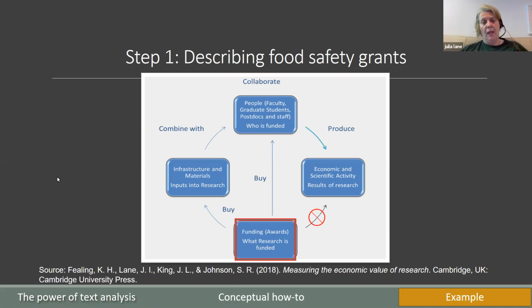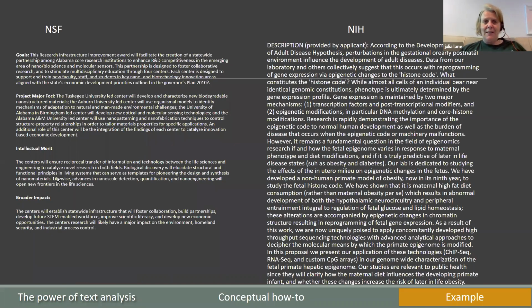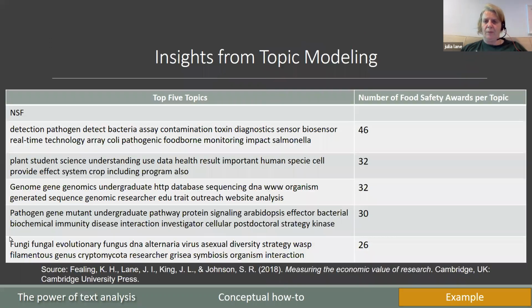If you're looking at the impact of investments in a particular field, the first thing is to say, how much is spent in that field? So doing the text analysis was critical. And it turns out it's not easy from a practical point of view. For example, when you look at NSF, this is the way an abstract is described. They have goals, project, foci, the intellectual merit, broader impact, and on the right is an NIH description.